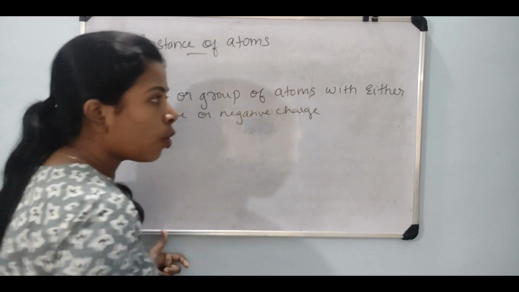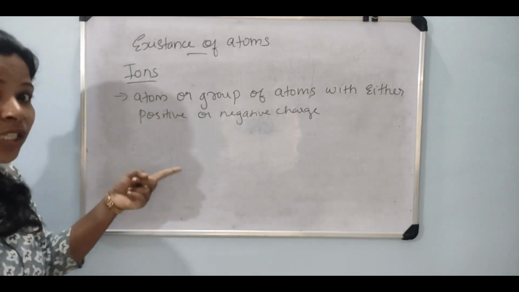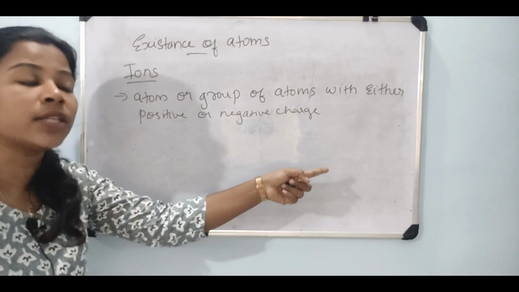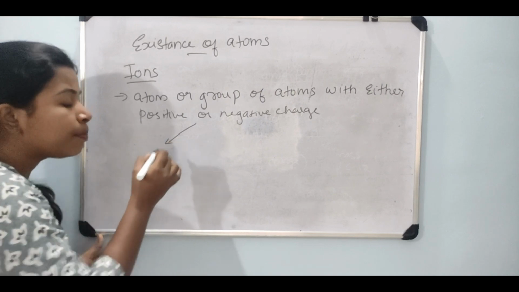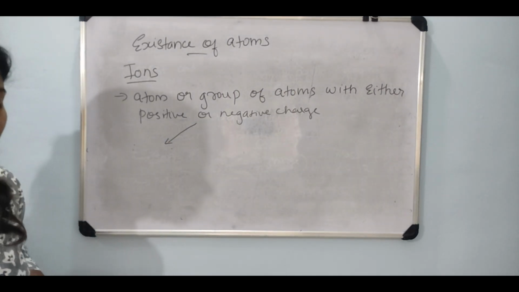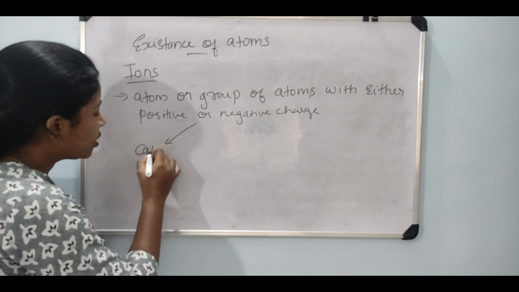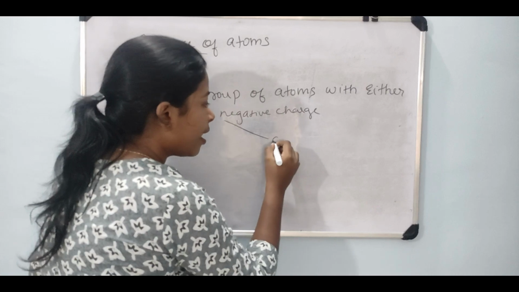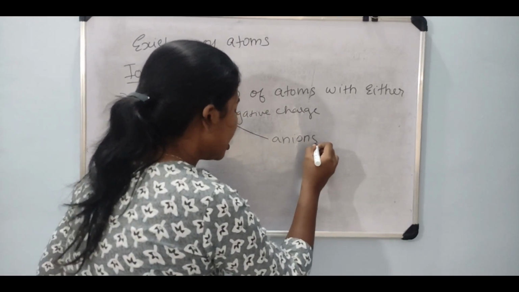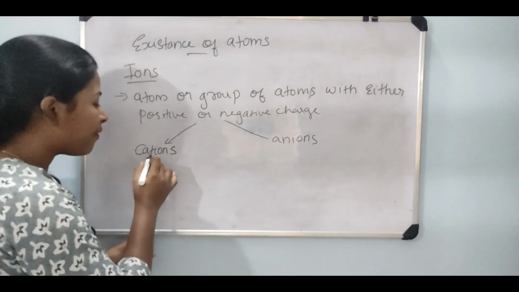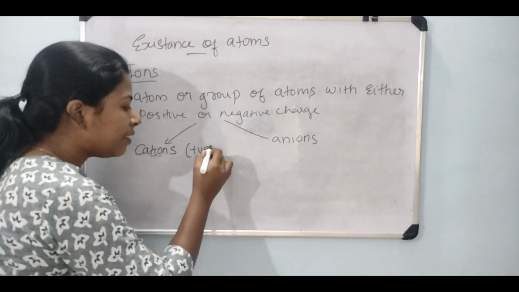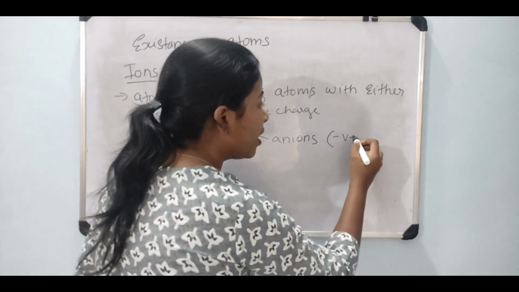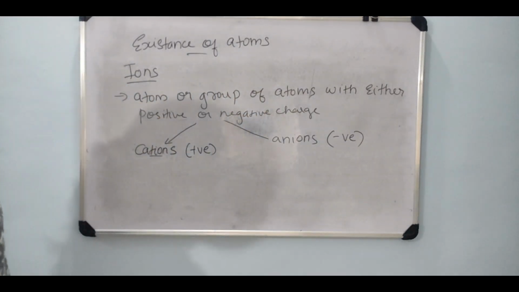Okay. So again there are two classifications: ions with positive charge and ions with negative charge. The ions with positive charge are known as cations, and the ions with negative charge are known as anions. Cations will be having positive charge. And anions will be having negative charge.